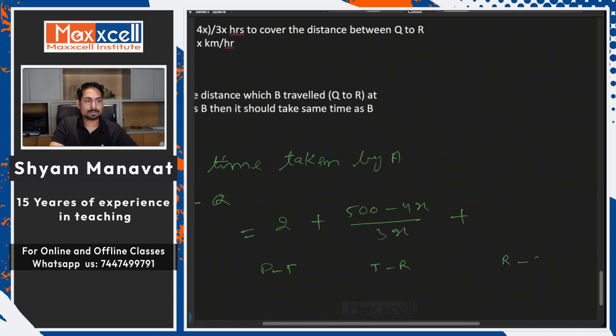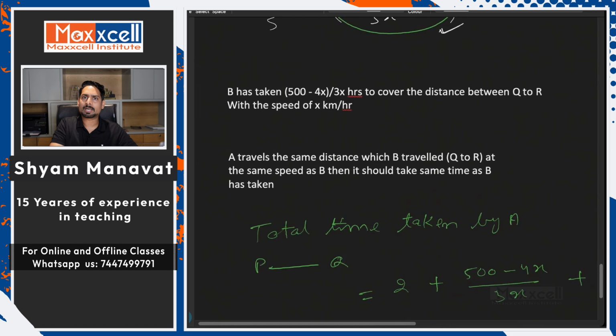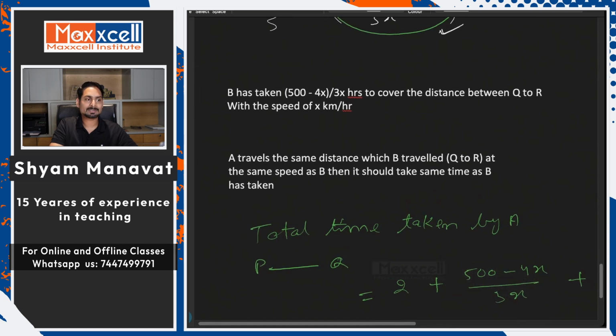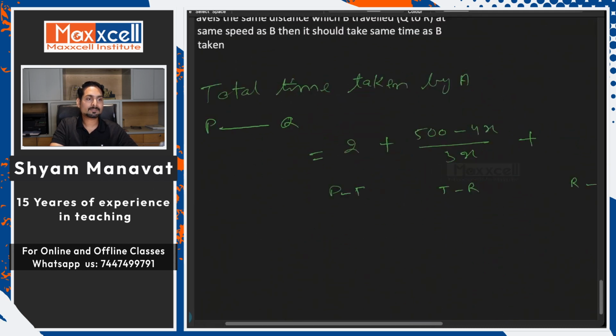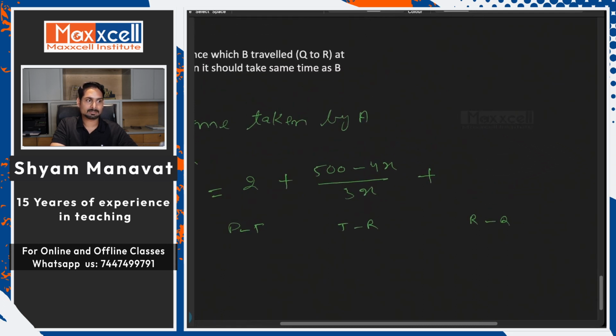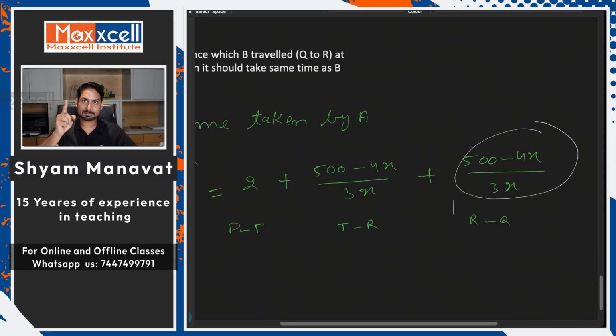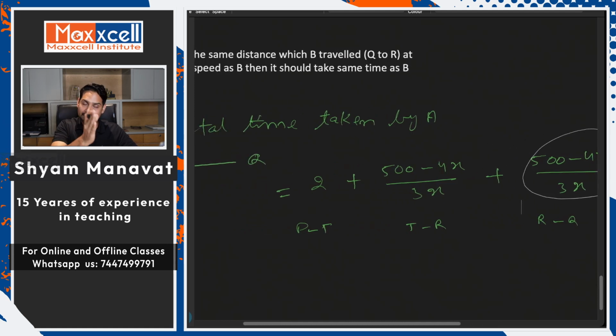Now R to Q. For R to Q or Q to R, it's one and the same thing, the same distance. A is traveling the same distance with the same speed as B, so it should take the same time as B has taken, which is this one, right? So this will be again 500 minus 4x by 3x. See, this part you should be able to understand, why I am writing this twice. If you are not understanding, please rewind this video.